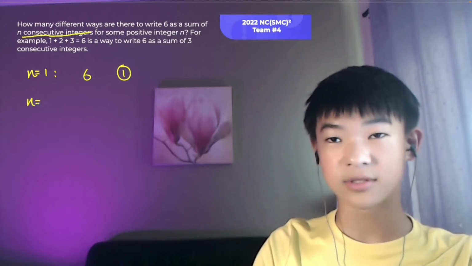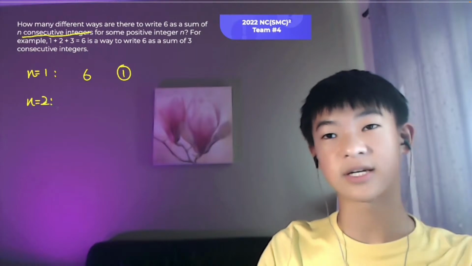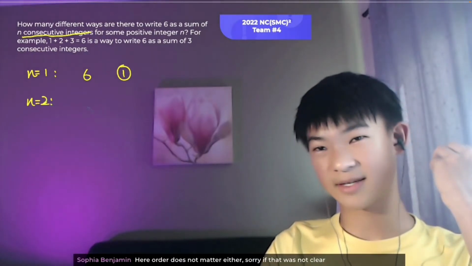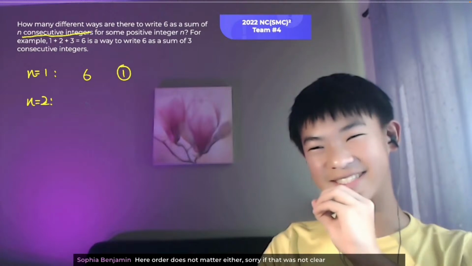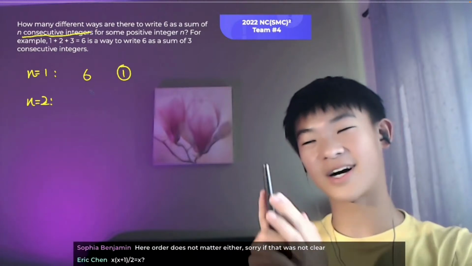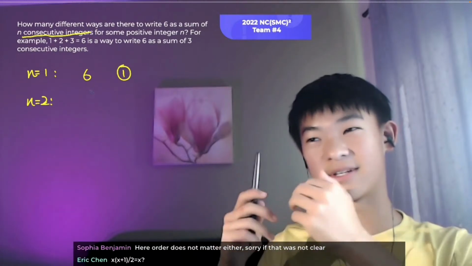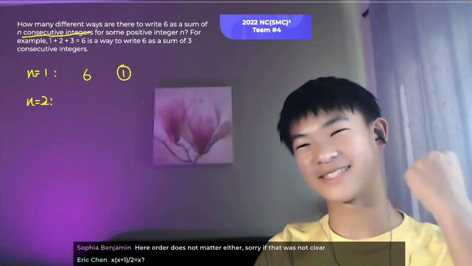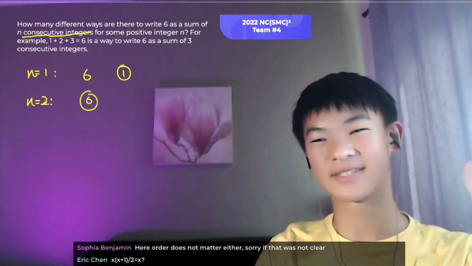Now for n is equal to 2, is it possible for 2 consecutive integers to sum to 6? No, because 2 consecutive integers would have opposite parity, so they would add to be an odd number. 6 is even though, so there's 0 ways for n equals 2.